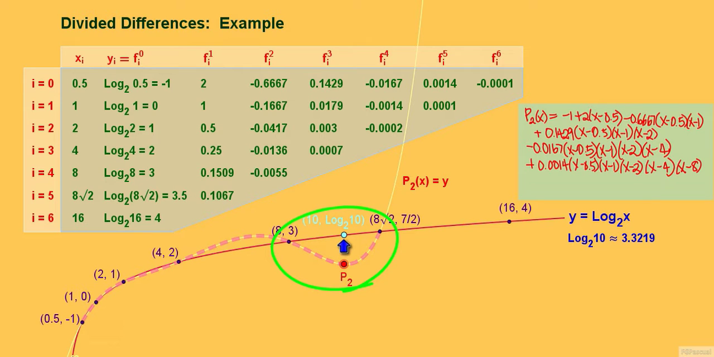One can check that p sub 2 of 10 is approximately 1.8729. The relative error for this estimate is 43.6%, which makes this estimate a worse estimate than the one that we obtained from p sub 1. The main reason could be that x equals 10 is closer to one of the endpoints of the interval.